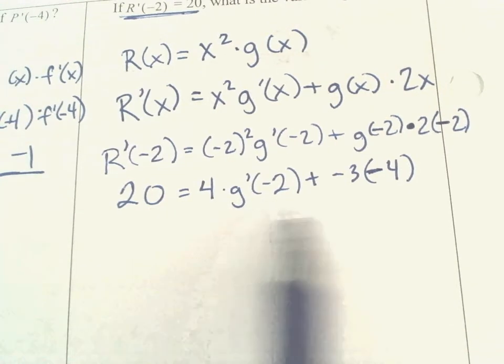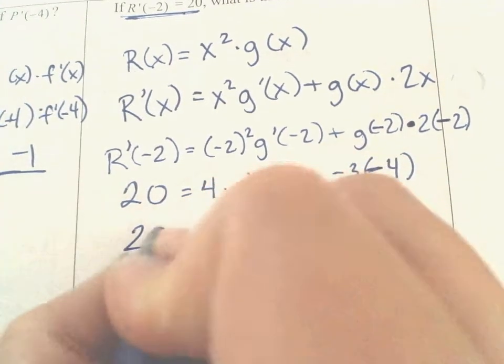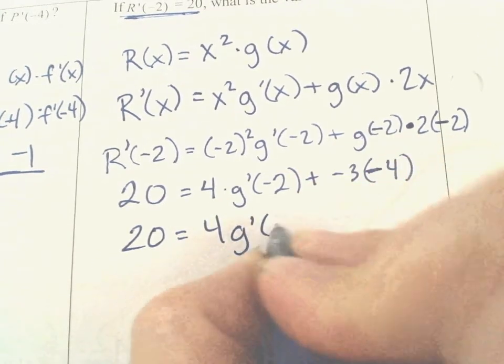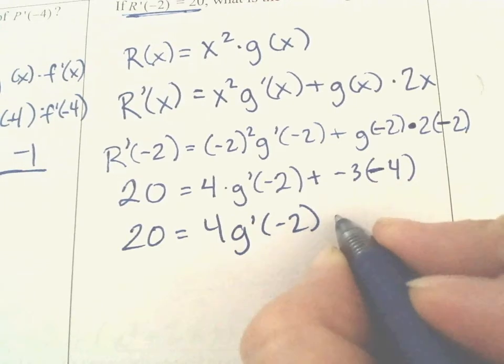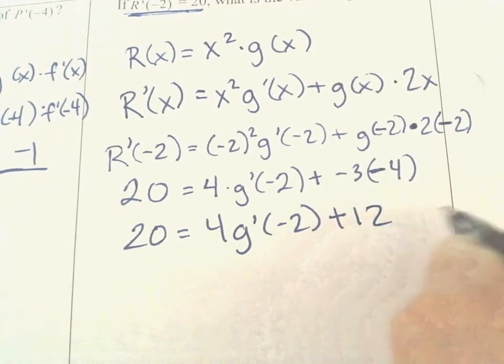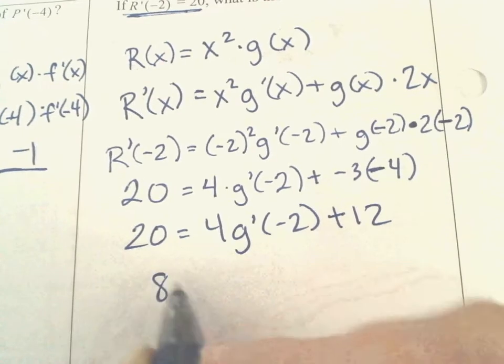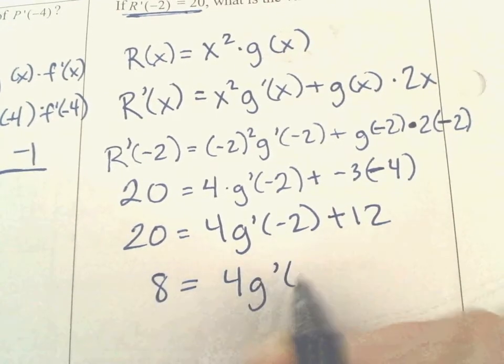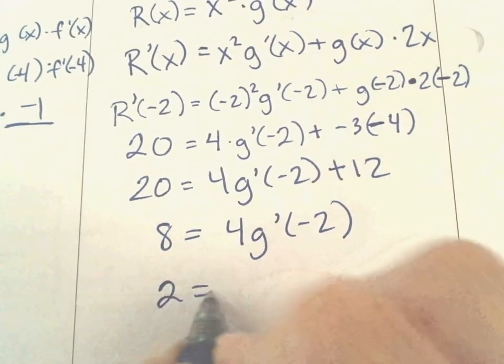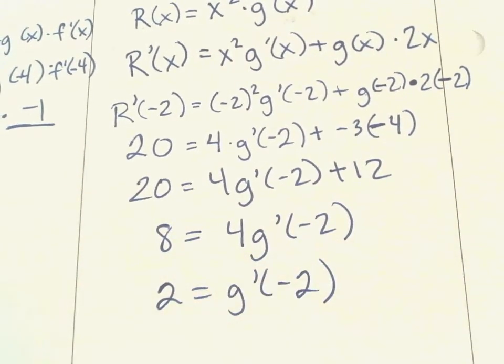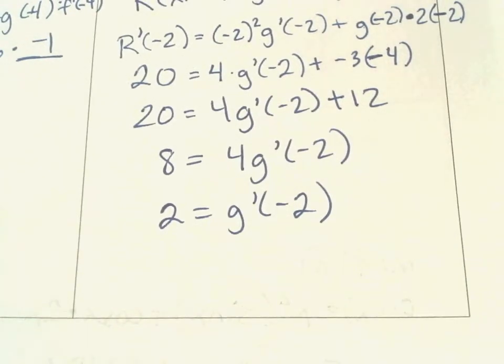Any questions so far? So this is just an equation, and your only unknown is g prime of negative 2, so we're just solving that equation. I get 20 is equal to 4 times g prime of negative 2, and then plus negative 3 times negative 4 means plus 12. I'm going to subtract 12 from both sides and get 8 is equal to 4 times g prime of negative 2. And then what do I do? Divide by 4 on both sides. 2 is equal to g prime of negative 2. That's cool. I used to look at it as like a variable.